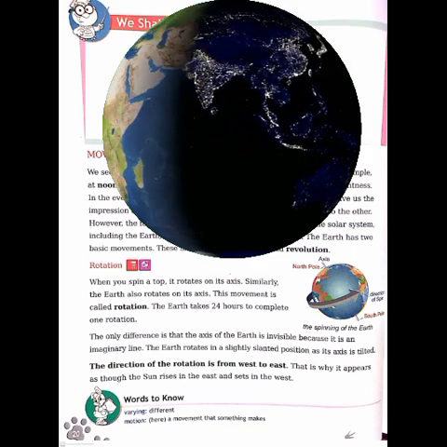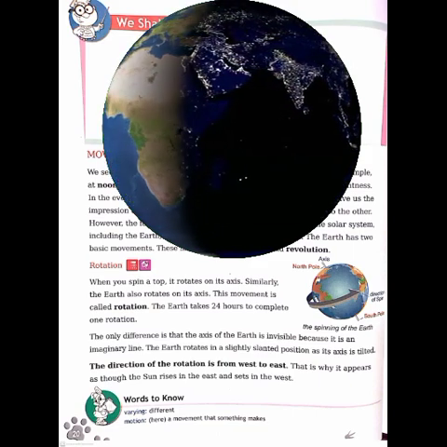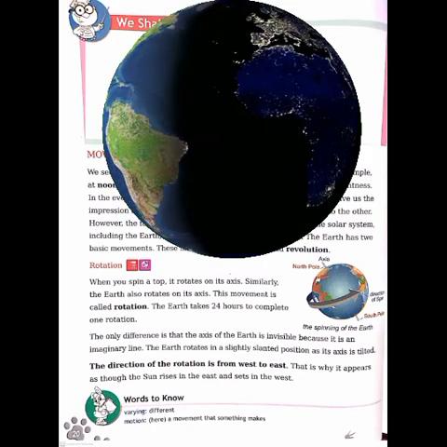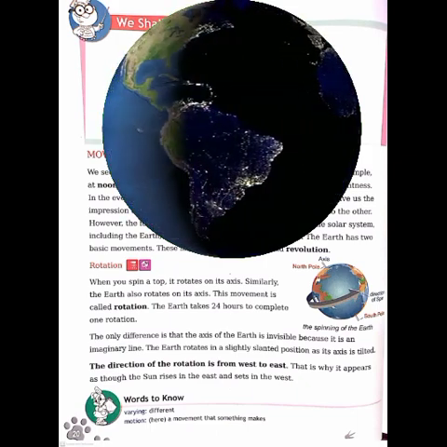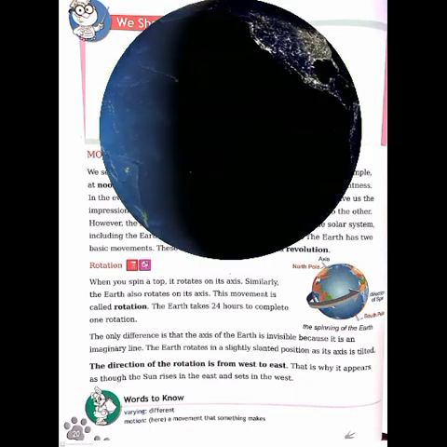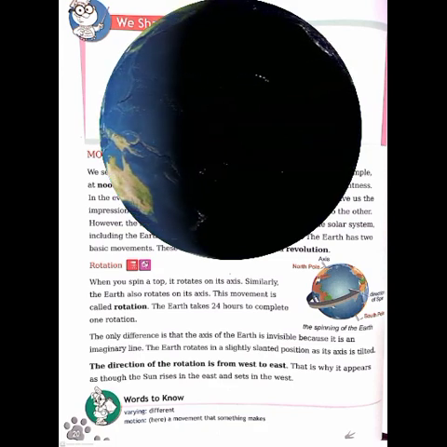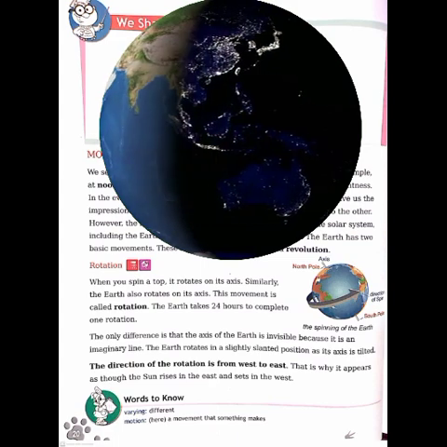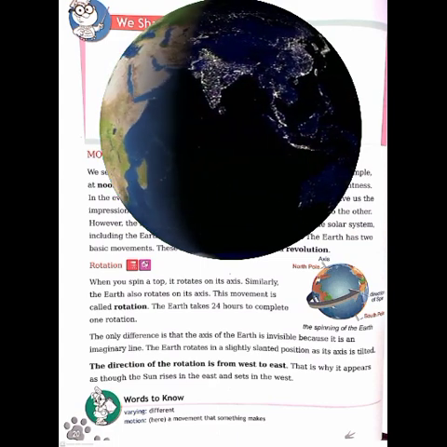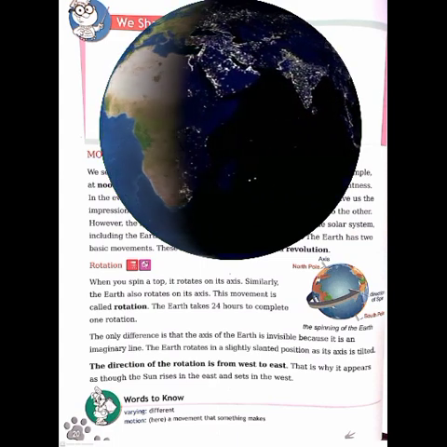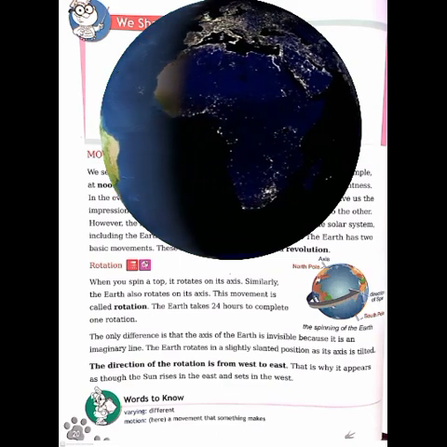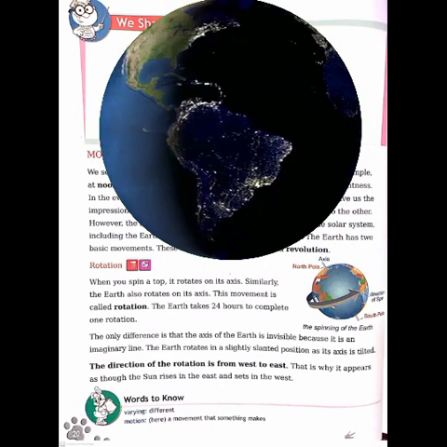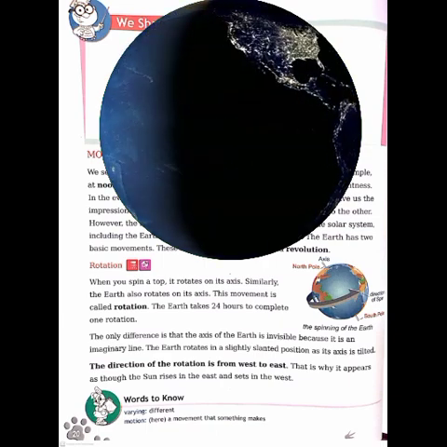The only difference is that the axis of the earth is invisible because it is an imaginary line, so we can't see the axis. The earth rotates in a slightly slanted position as its axis is tilted. The rotation direction is from west to east. That's why the sun rises on the east side and sets on the west side.